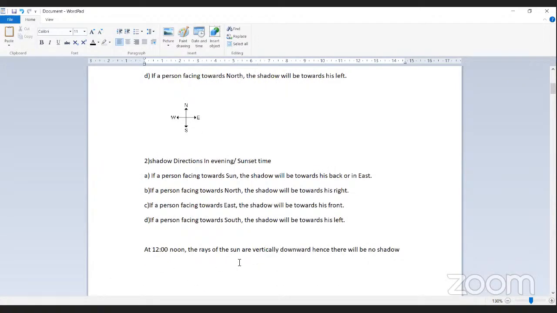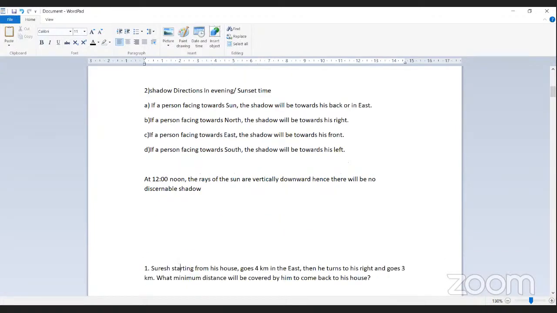Okay. At 12 noon, the rays of the sun are vertically downwards, hence there will be no shadow, or I can say, hence there will be no discernible shadow. Okay, meaning you cannot make it out.